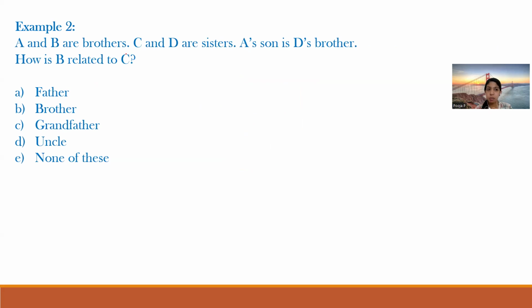A and B are brothers. C and D are sisters. A's son is D's brother. How is B related to C? Okay, we have A and B are brothers, so we have A and B, they are brothers. And this side we're representing the feminine gender, that is C and D, they are sisters.